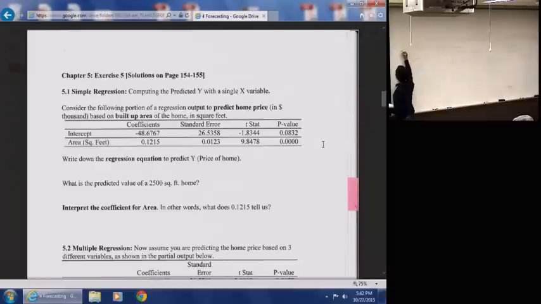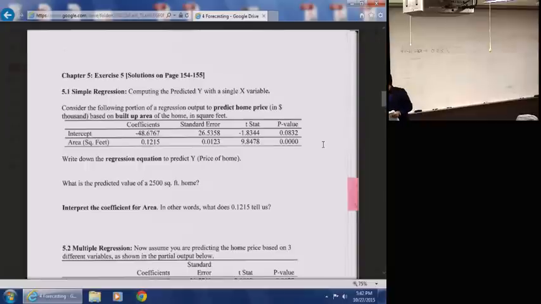Y equals minus 48.6767 plus 0.1215 x. Okay, don't forget the x. So this would be the prediction function, right? Minus 48.6767. Okay, there you got the regression equation.